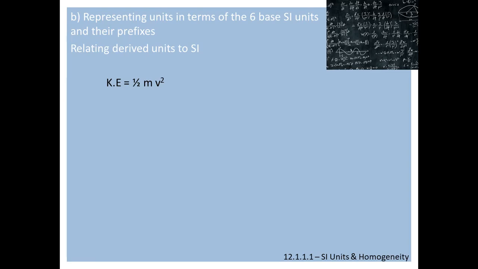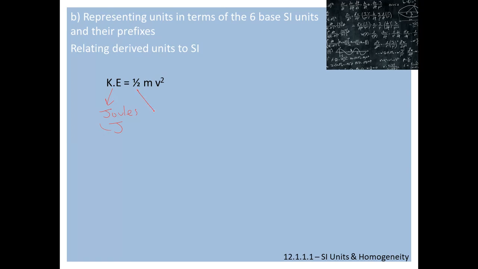Moving on from definitions, we're going to look at now at how we can find the SI units for derived units. So we're going to look at the standard equation for kinetic energy. As you should know, any energy is measured in joules, or J. But this is not an SI unit. So we need to use the right-hand side of the equation to find out the SI units for joules.